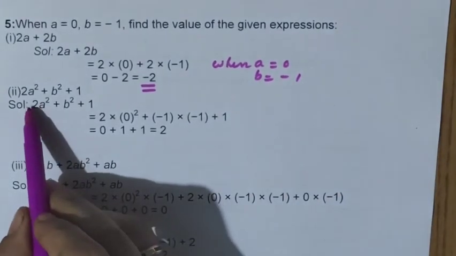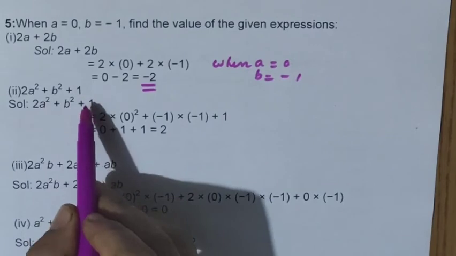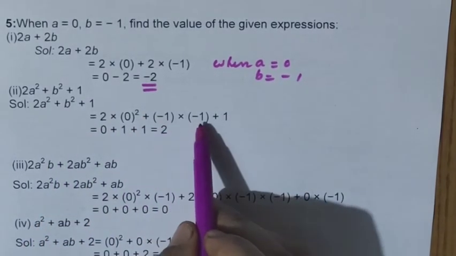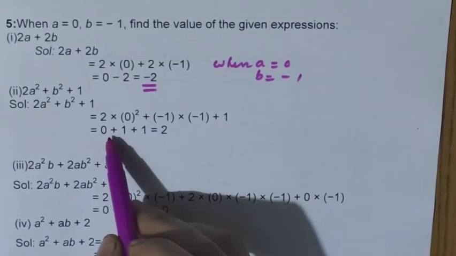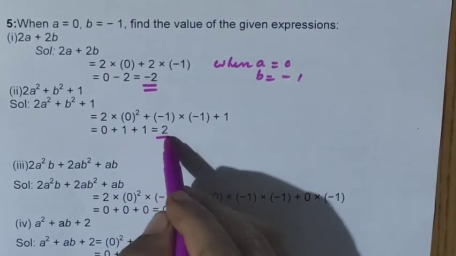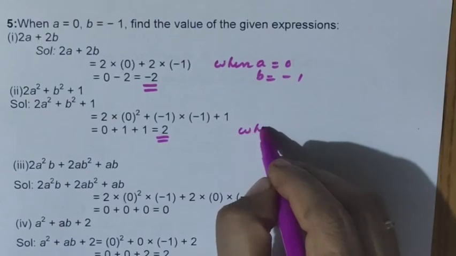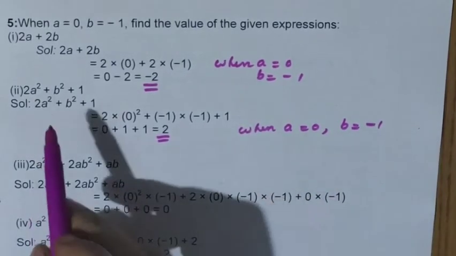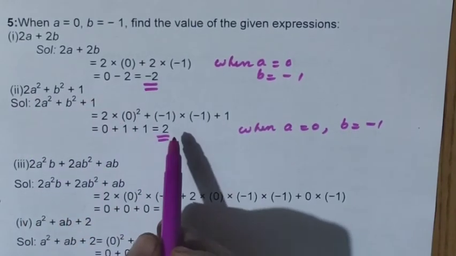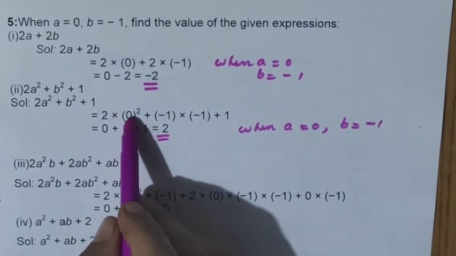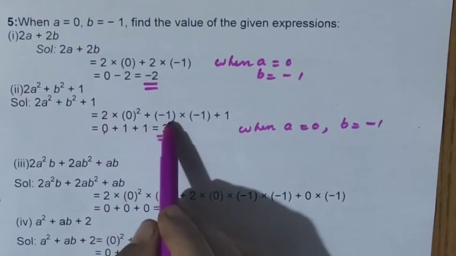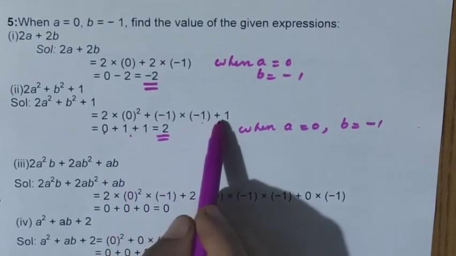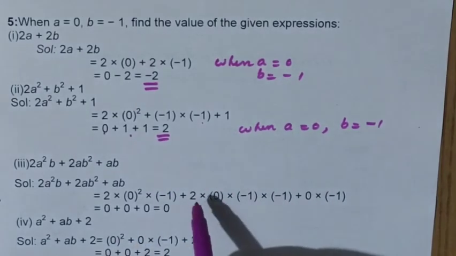Now what is the second question? 2a square plus b square plus 1. So again 2 into 0 square plus minus 1 into minus 1 plus 1. So 0 plus 1 plus 1 equal to 2. So when a equal to 0 and b equal to minus 1, here 2a square plus b square plus 1 only. So 2 into 0 square, 0 into anything, 0 came. B square, minus 1 is repeated 2 times. Minus 1 into minus 1, plus 1. Again plus 1. So your answer is 2 only.